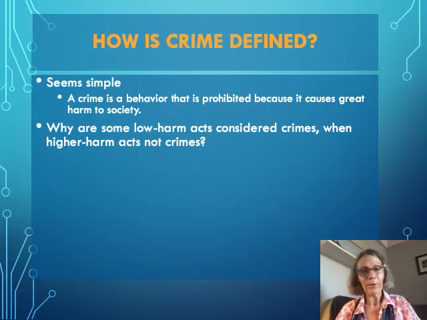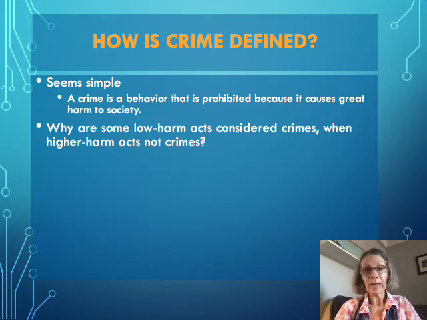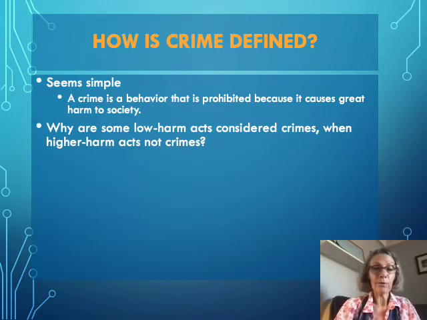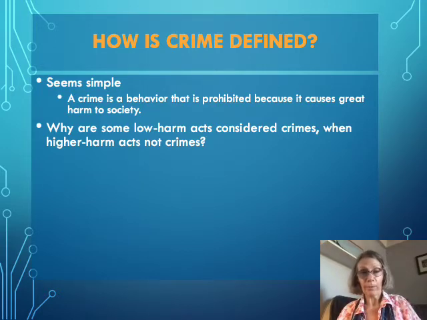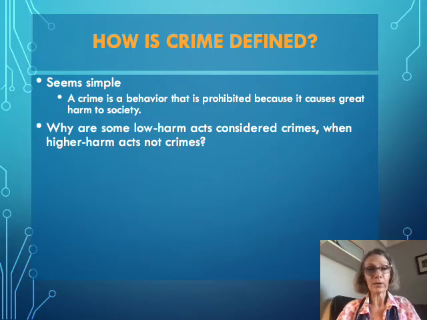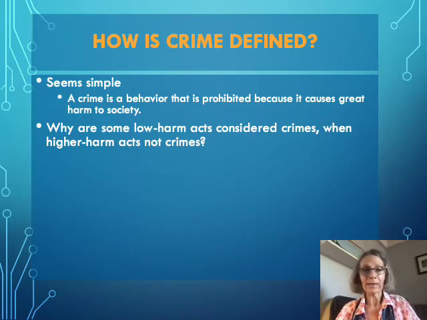But when you look around at behaviors within our society, you might look at some behaviors that don't really bring up a lot of harm to society, yet they're defined as crime. But you might see other behaviors that actually bring a lot of harm to society, but aren't considered criminal. So why are some low harm acts considered crimes when higher harm acts are not considered crimes? So let's take a look first at some low or no harm behaviors that are considered crimes.